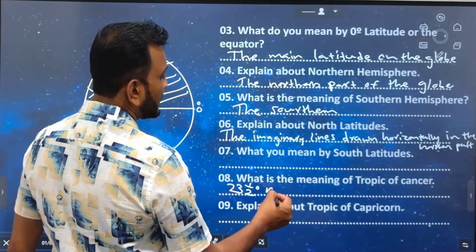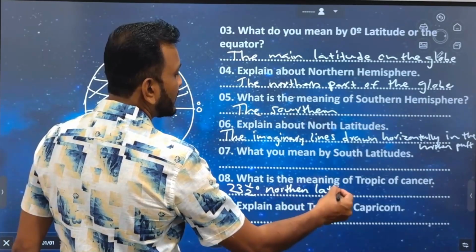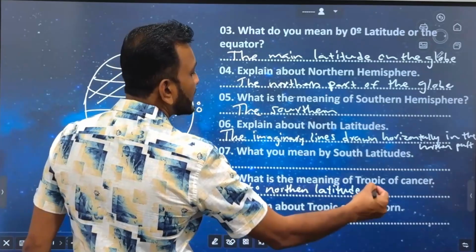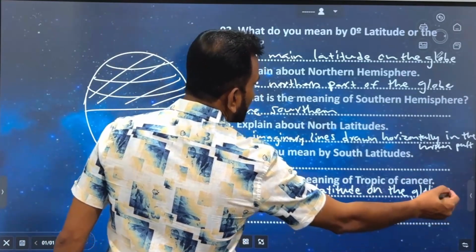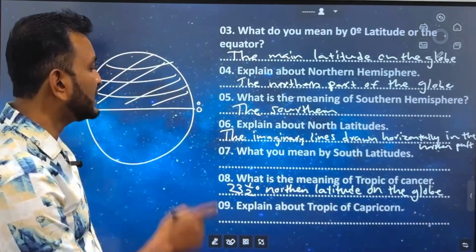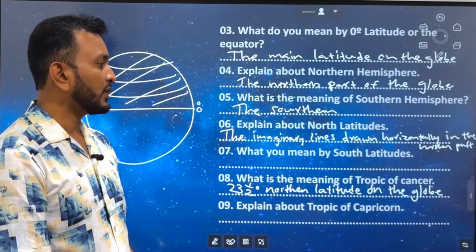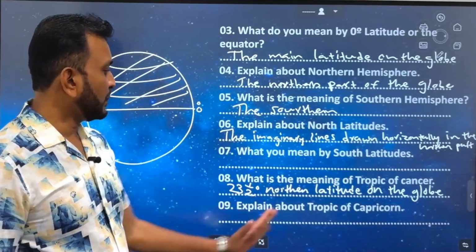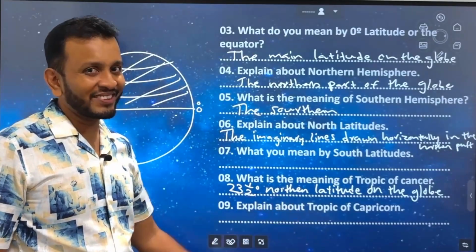23.5 degrees northern latitude on the globe. It is called what? Tropic of Cancer. Explain about Tropic of Capricorn. Right? Put the opposite one.